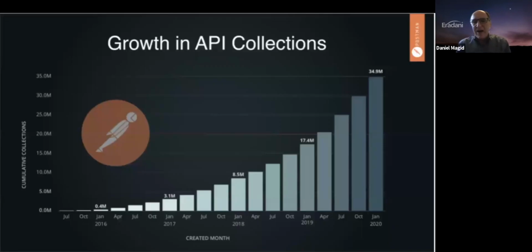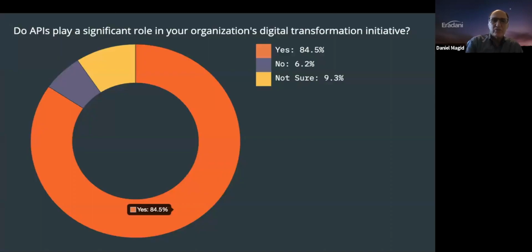This is just a graph of the growth in API collections that are being hosted on Postman. Postman is just a site for hosting APIs, and you can see the growth in collections is very, very fast, but that's actually nothing compared to the speed with which the calls to APIs are growing. Today, there are trillions of calls going out to APIs every day, and it's growing very, very rapidly. So this is really changing the way business is being done.